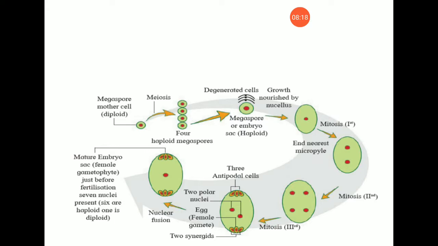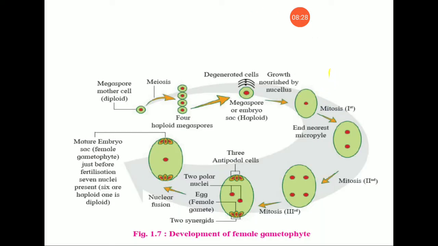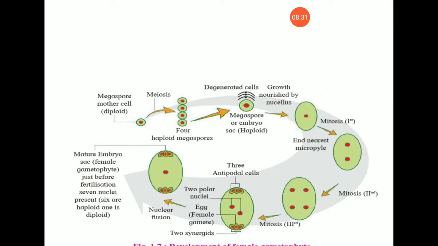This functional megaspore is the first cell of female gametophyte. It undergoes enlargement and develops into a female gametophyte. The haploid nucleus of functional megaspore undergoes three successive free nuclear mitotic divisions.